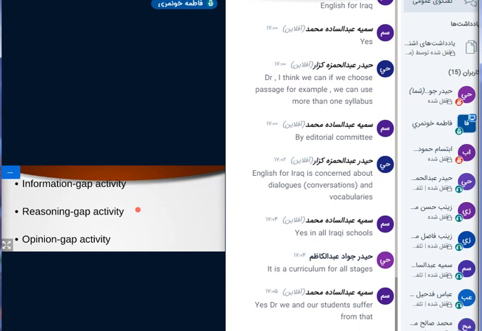And the last type of activity, which is opinion gap, as the name speaks for itself again, students need to answer the question based on their personal opinion, their personal experiences. So one student's answer might be very different from the other student's answer because it is their personal opinion and there is no correct or right or wrong answer for such a thing.